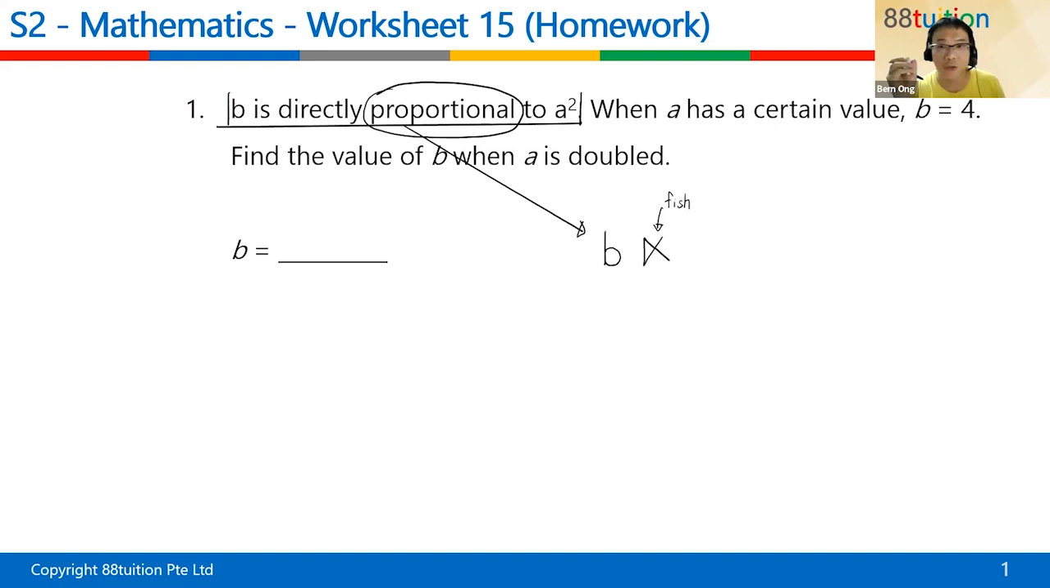So once again, children, English, we translate to mathematics. So B is directly proportionate to A squared. You write the B down here. When you see the word proportionate, you draw the fish. And A squared, you just write as A squared down here. Is that okay? Another student coming in, Joycelyn is here. So this is the translation from English to mathematics.